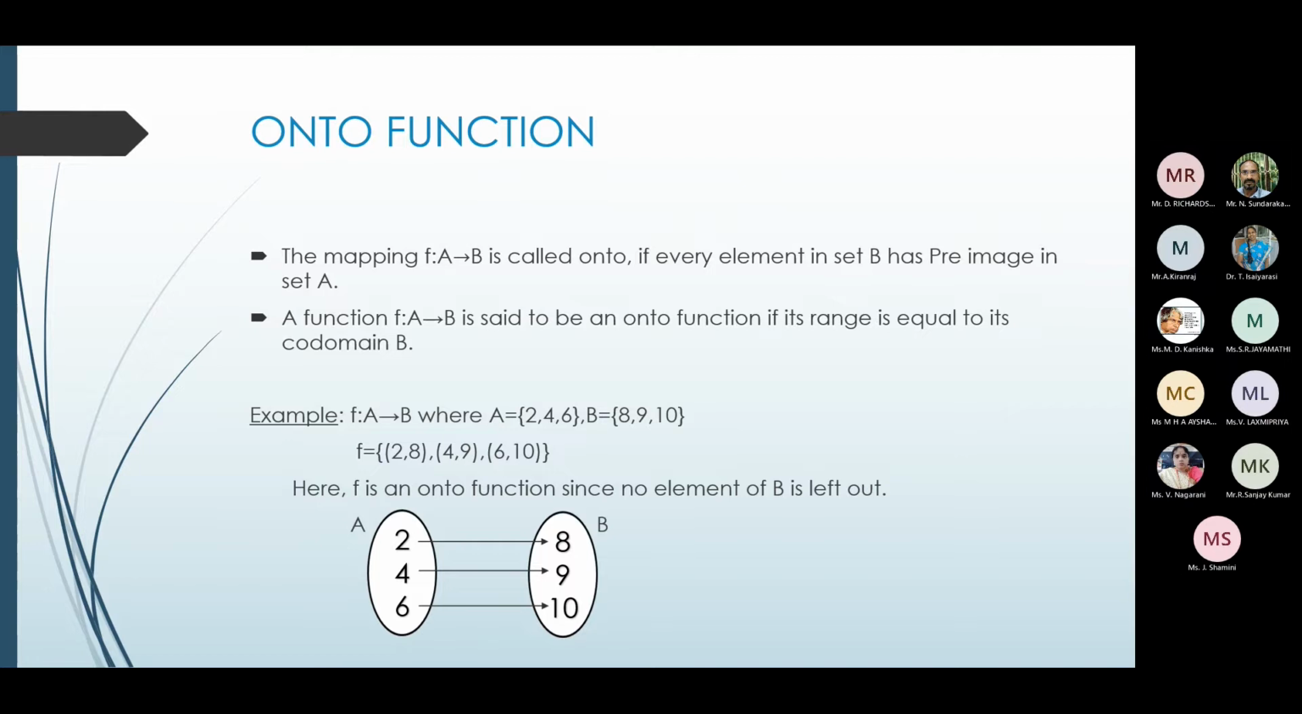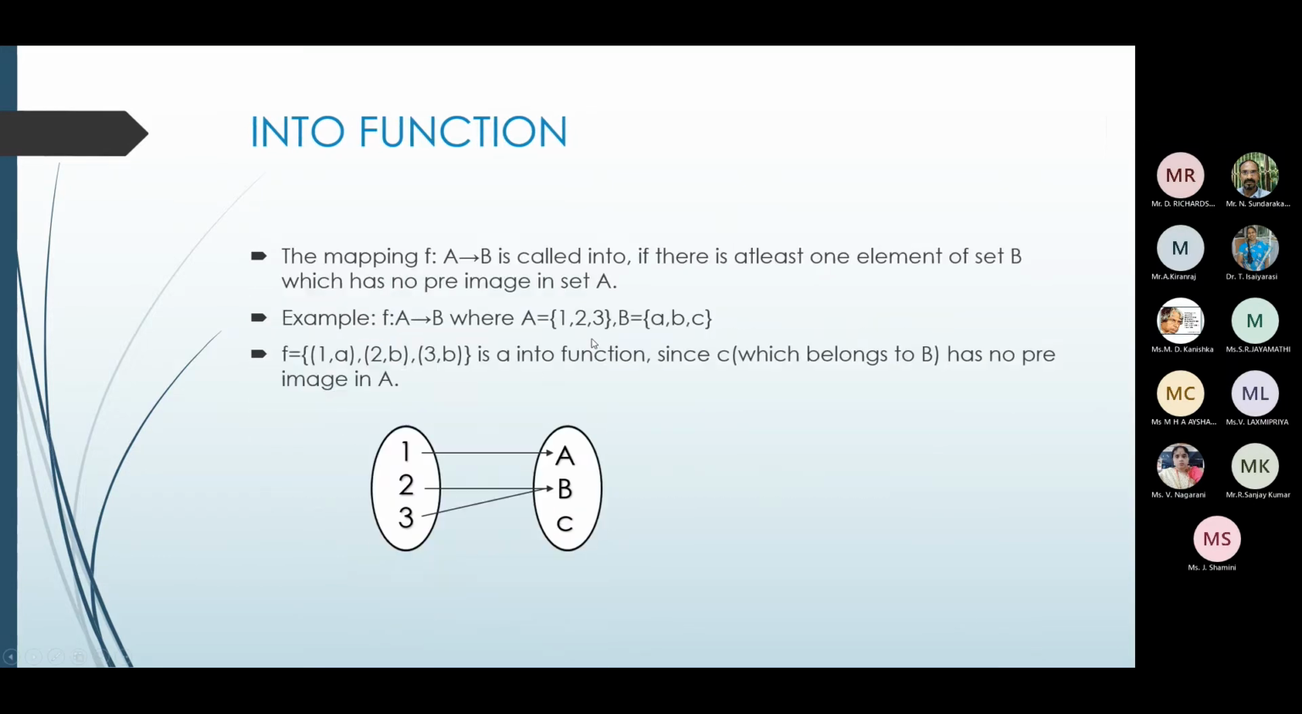Next function is the into function. The mapping of a function from A to B is said to be an into function if there is at least one element of set B which has no pre-image in set A. Now consider elements 1, 2, 3 of set A and in codomain a, b, c. Here element 1 is mapped to a, and 2 and 3 are both mapped to b. And you can see that in the codomain, c is left out, so it is said to be an into function.